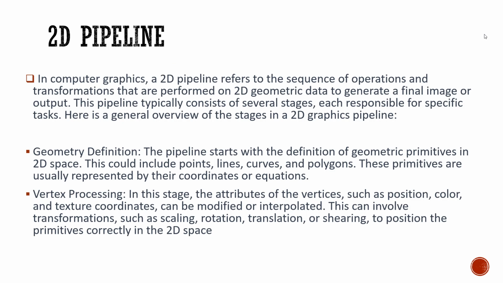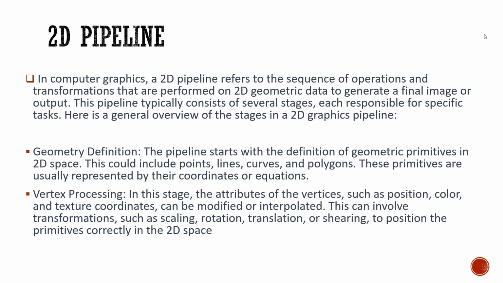In computer graphics, a 2D pipeline refers to the sequence of operations and transformations that are performed on 2D geometric data to generate a final image or output. This pipeline typically consists of several stages, each responsible for specific tasks. Here is a general overview of the stages in a 2D graphics pipeline.